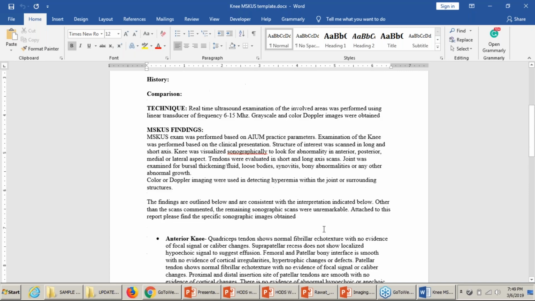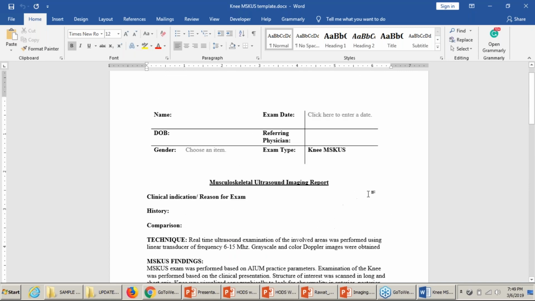So yeah. Mohini? So not all aspects of the joint have to be examined to have it as a comprehensive examination under the CPT code? Not necessarily. So it says complete assessment, but it doesn't say.